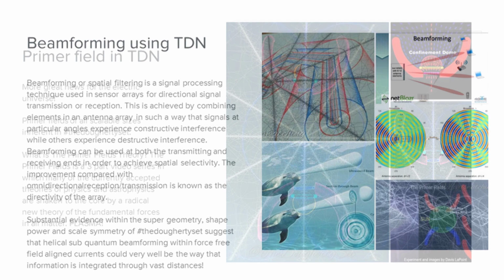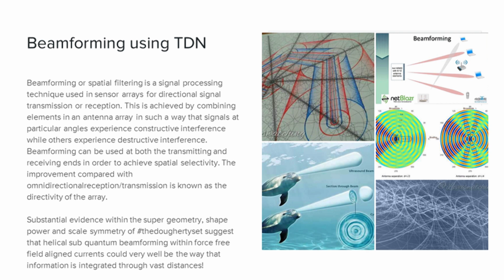Beam forming using the Dougherty network. Everything is about beam forming. This is what technology is. Technology is beam forming. So you use the waves and the wave interference, and literally the dolphins create three-dimensional pictures of beings with sound. Cymoglyphs.